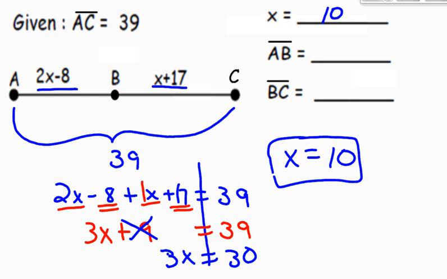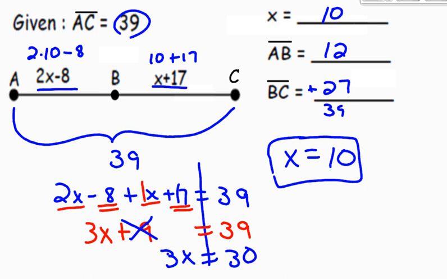That means up here on my line segment AB, I'm going to plug in 10. So that's going to give me 20 minus 8, which is 12. And here, I'm going to plug in 10 for x. So that's 17 plus 10, or 10 plus 17, which is 27. And when I add them together, I should get 39. And I do. That's what my problem told me I needed to get. Okay?